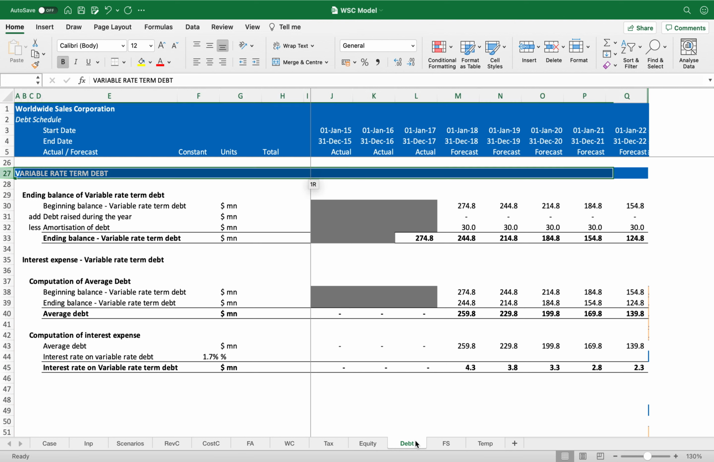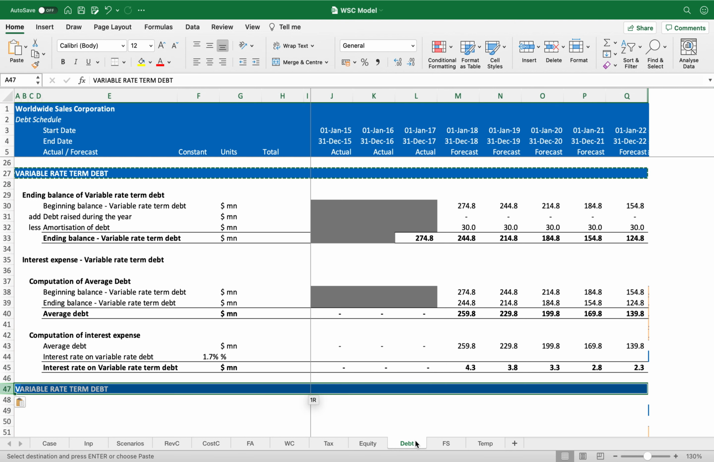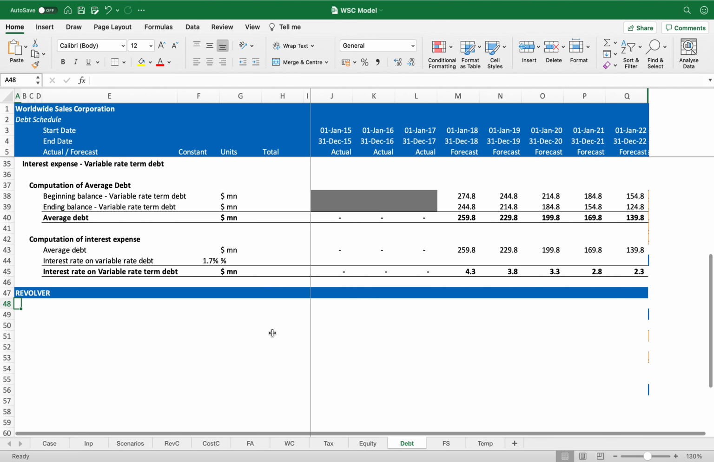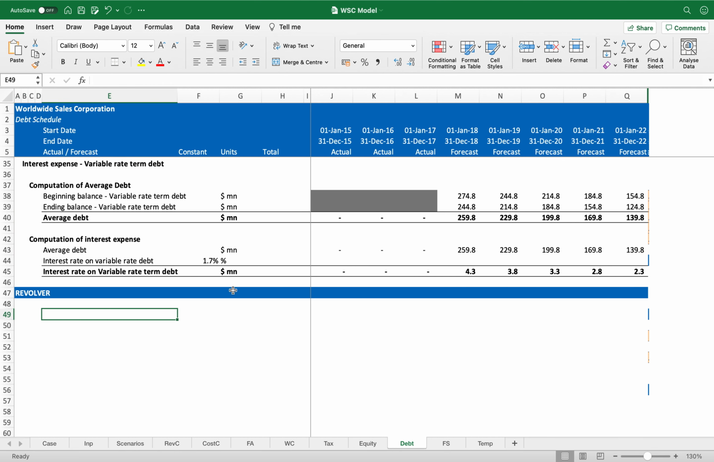Okay, now fixed done, variable done, revolver. Guys, I hope you're saving your files as you go along, right? Make it a habit. Keep saving your workbooks. Now, revolver. Now revolver computation, guys, be very, very careful with this. Do it along with me.